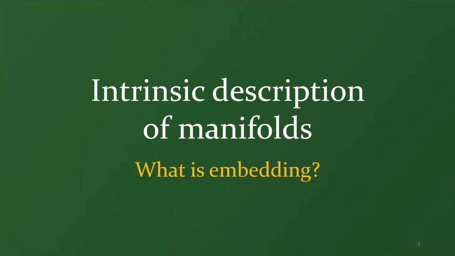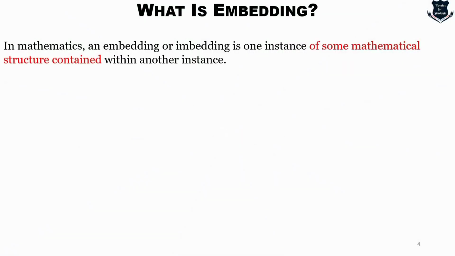So first we are going to talk about the intrinsic description of manifold and what is called an embedding. In mathematics, an embedding is one instance of some mathematical structure contained within another instance, such as a group and that of a subgroup. Now, most important is that when some structure is embedded in another, there is some kind of structure preservation which is maintained. So let me first take a very simple example to illustrate that.